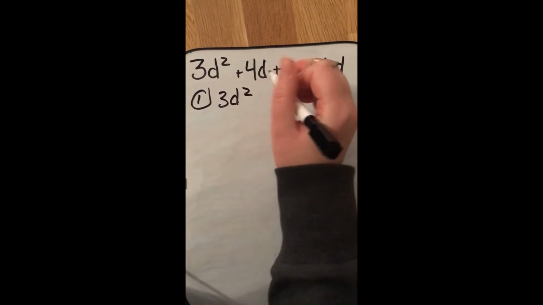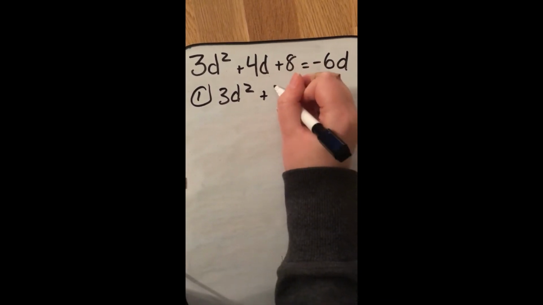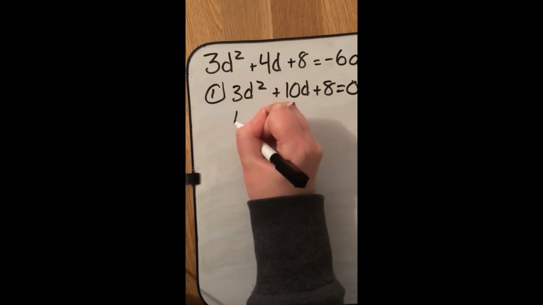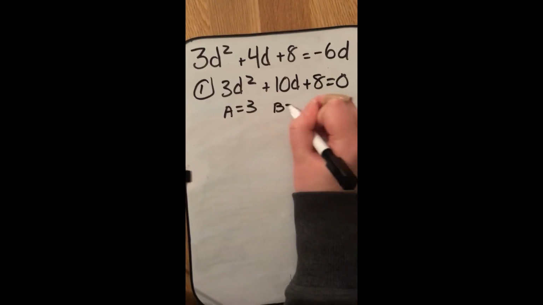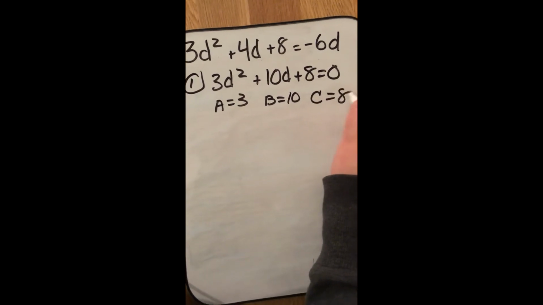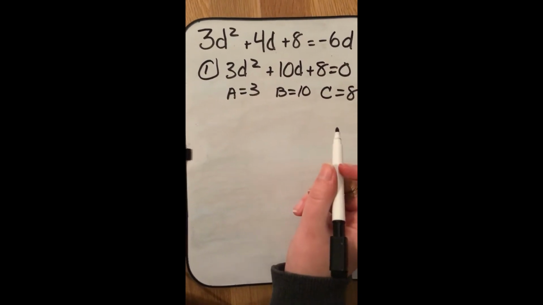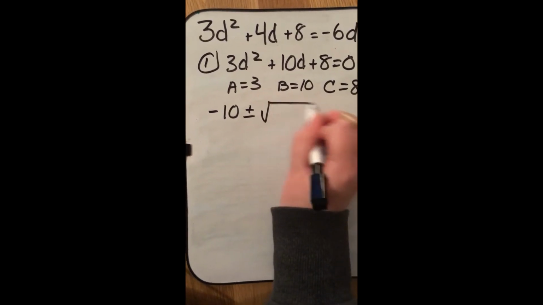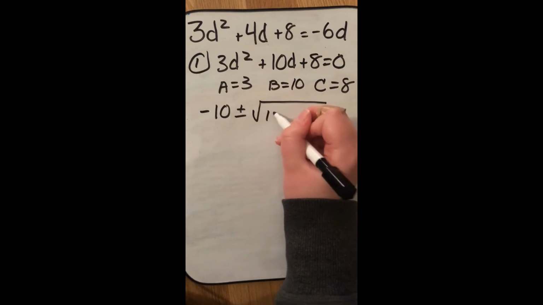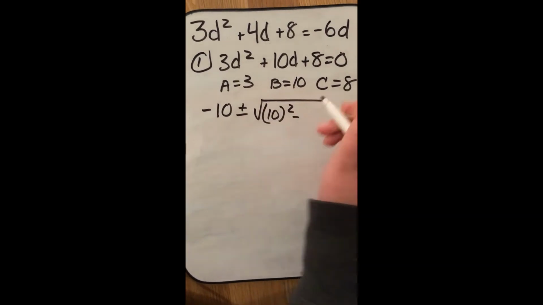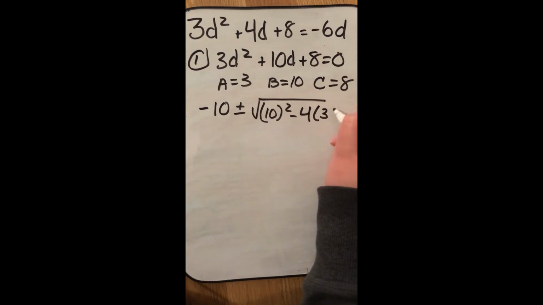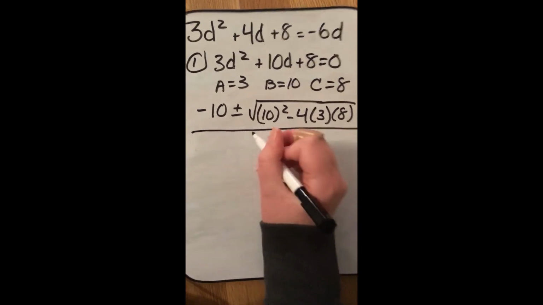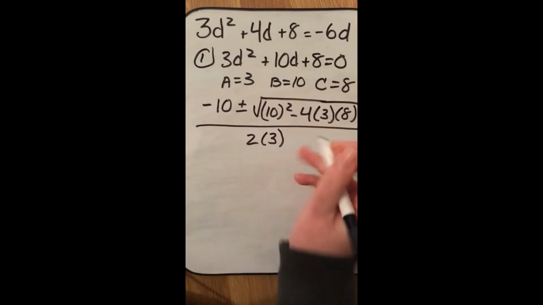3d squared plus 10d plus 8 equals 0. We know that a equals 3, b equals 10, and c equals 8. We're going to plug it into the formula. So negative b plus or minus the square root of b squared minus 4 times a times c, all over 2 times a.